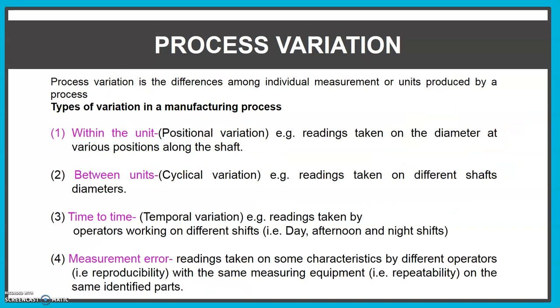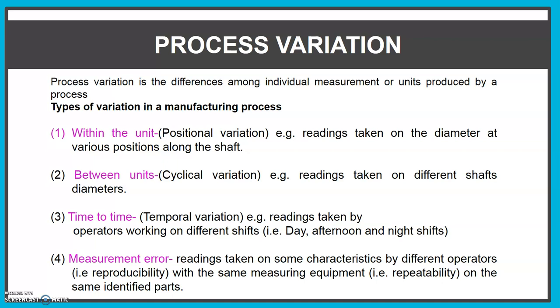Then next, subtitle 2 is process variation. Why do we need to understand what a variation is? Many variations happen in your process, so you have to understand well where the variation comes from.